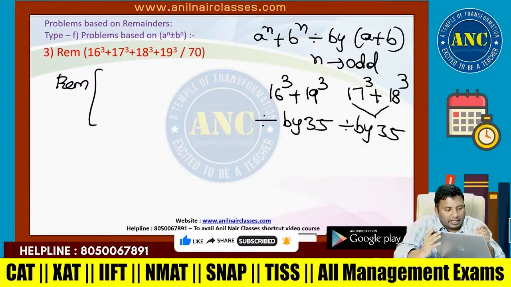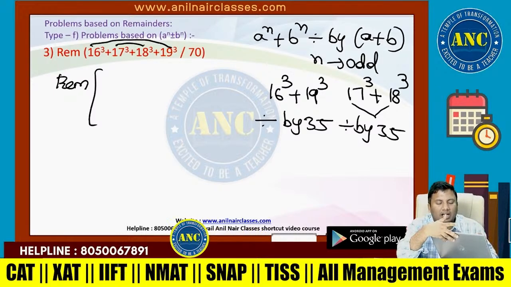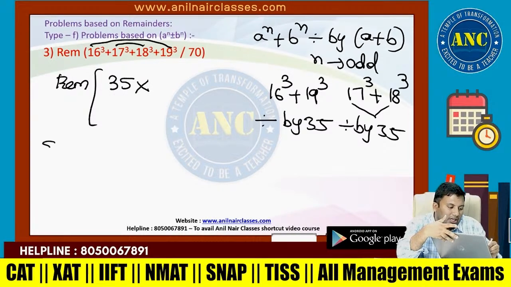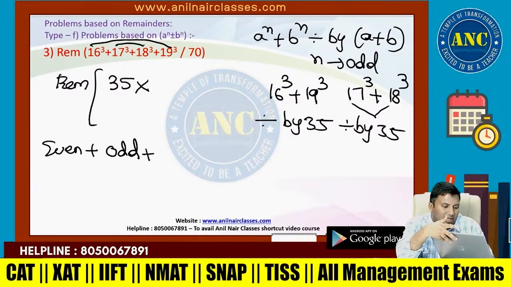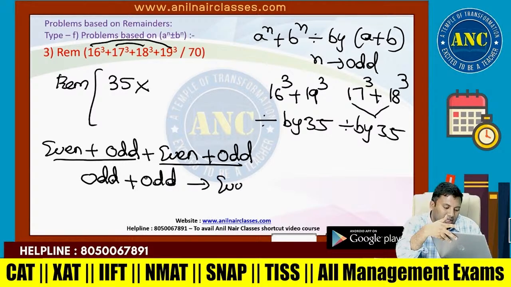So, looking at the question, the first and last are divisible by 35. The second and second last are divisible by 35. So, it is divisible by 35. Next, 16 is an even number, even power anything. 17 is an odd number, odd power anything. 18 is an even number. 19 is an odd number. Even plus odd is an odd number. Odd plus odd is an even number.